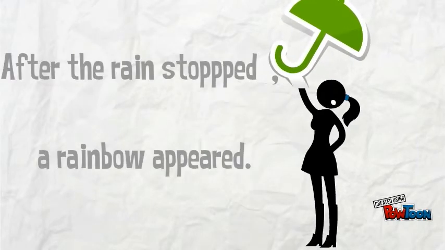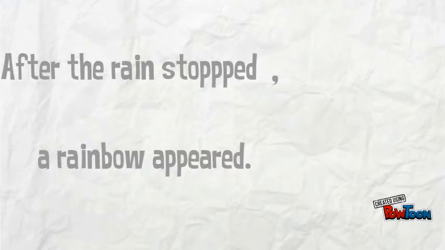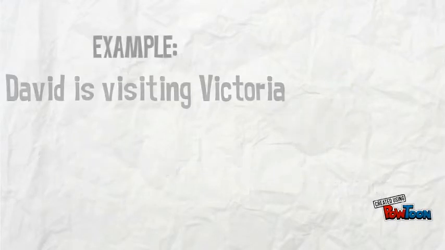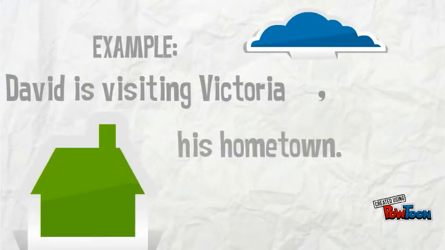Like in the sentence, after the rain stopped, a rainbow appeared. This is correct because you put a comma after the introductory clause. The phrase starts with a preposition and is more than 3 words, so a comma was needed. Another example would be, David is visiting Victoria, his hometown.